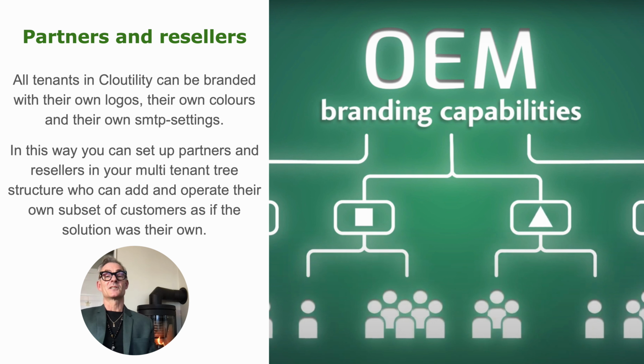In a single instance of Cloutility, you can have multiple company brands. The top level brand will probably be your own. Through the Cloutility branding tool, you can upload your company logo, choose your own company colors, as well as define your email SMTP settings so that all emails sent from Cloutility come from your own email domain.